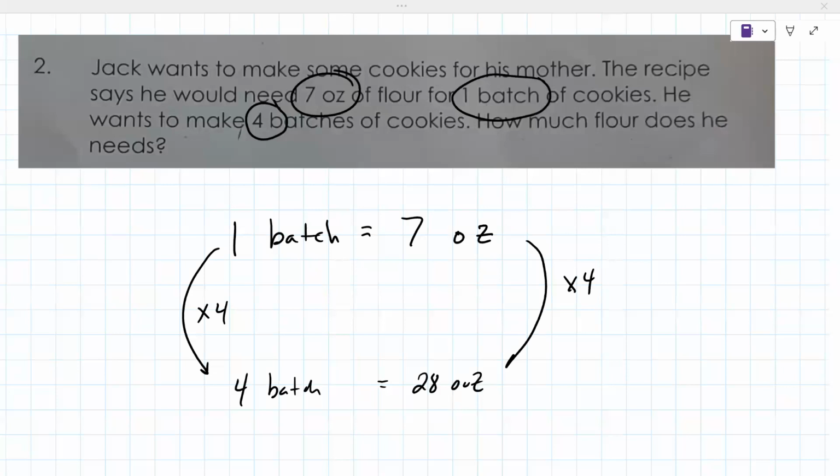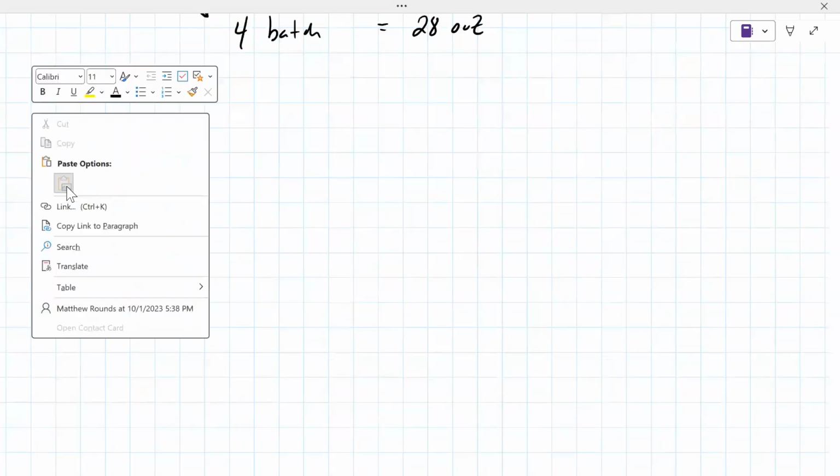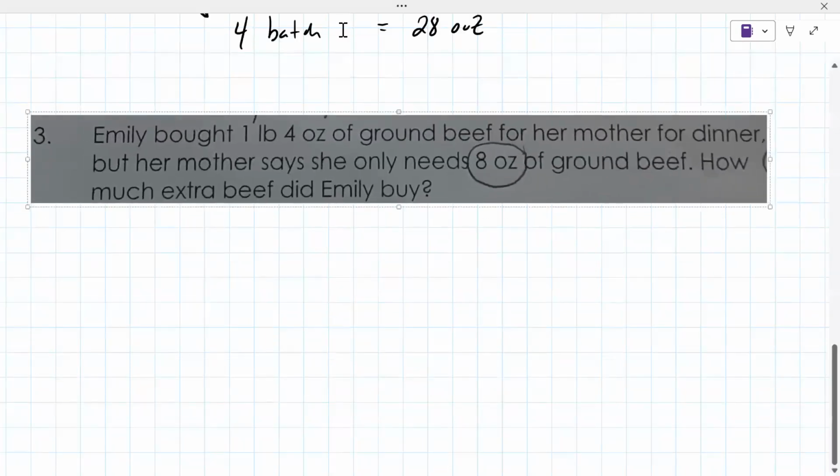Let's look at another problem here. All right, could you read this one out loud for us, please? Emily bought 1 pound 4 ounces of ground beef for her mother for dinner. But her mother says she only needs 8 ounces of ground beef. How much extra beef did Emily buy?